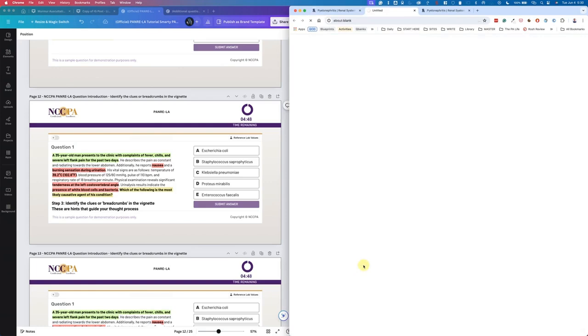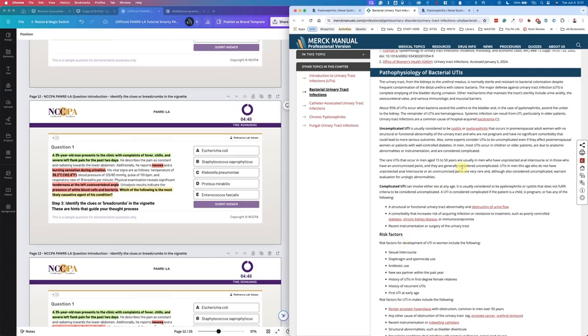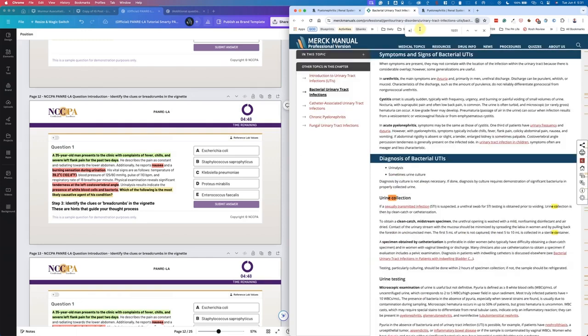But you can click Merck Manual here. Merck Manual is actually really quick. Sometimes you can find things. And actually, if you use a function that I love, Command or Control F, you're going to get a search bar up here. Now, if I put E. coli, actually, look at that. I'm on their website, on Merck here.